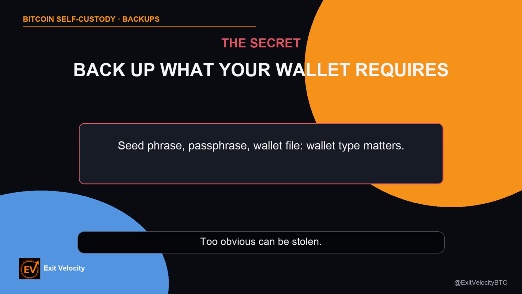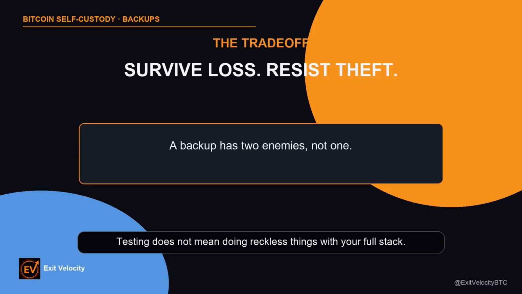This is why backup advice that sounds simple can still be incomplete. Someone says, make 2 copies. Someone else says, never make 2 copies. Someone says, use metal. Someone says, use paper. Someone says, use a safe. Someone says, do not keep it where someone would search. The conflict is not always because one person is stupid. It is because every choice changes the balance between loss and theft.